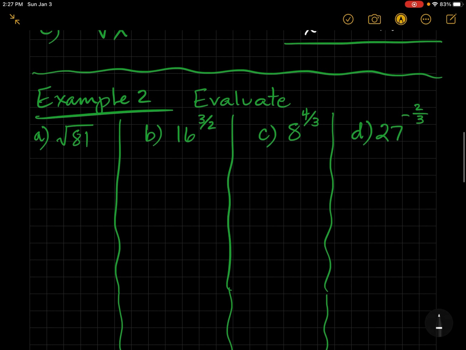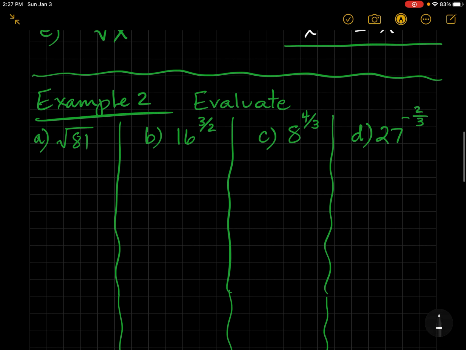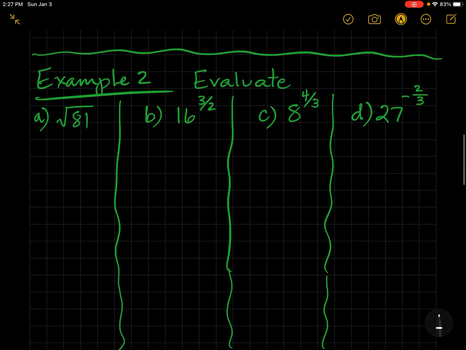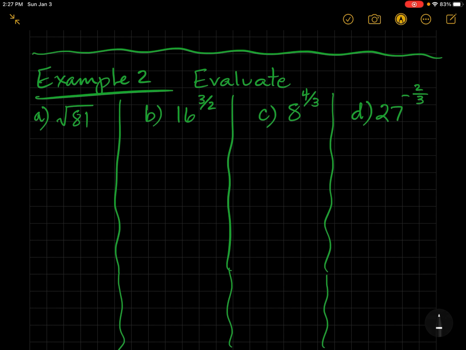Alrighty, let's practice evaluating with numbers. Notice before we had variables. Now I'm giving you regular numbers. So what is the square root of 81? Well, we all know that the answer is 9, but I want to make sure you truly understand why.